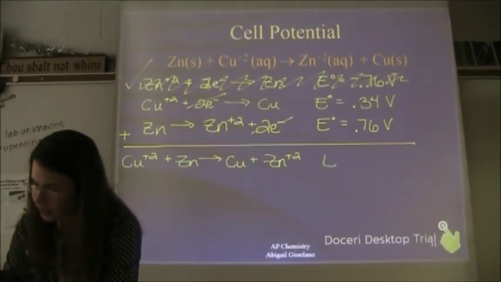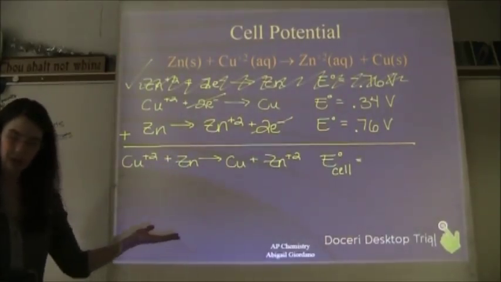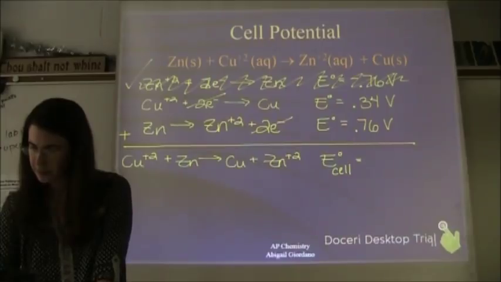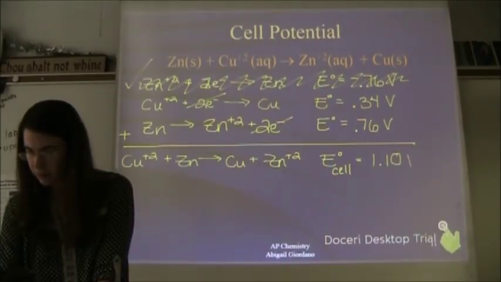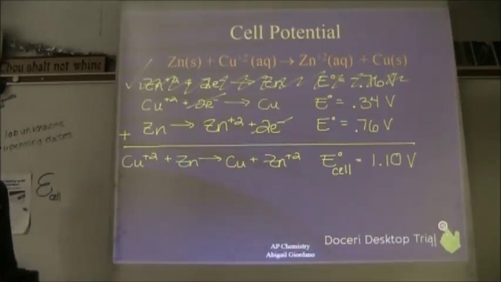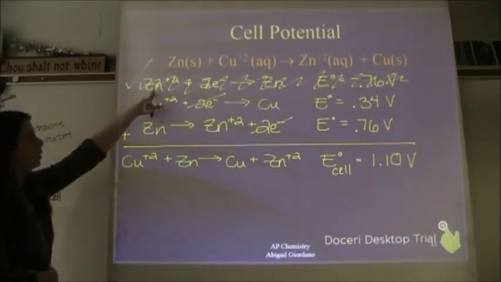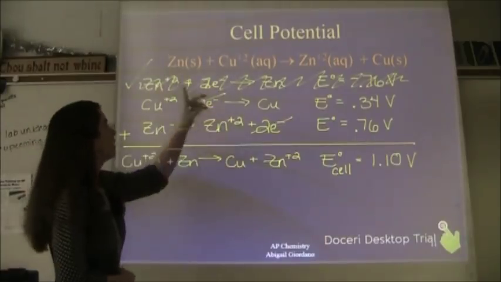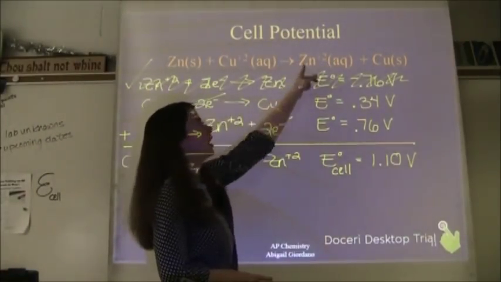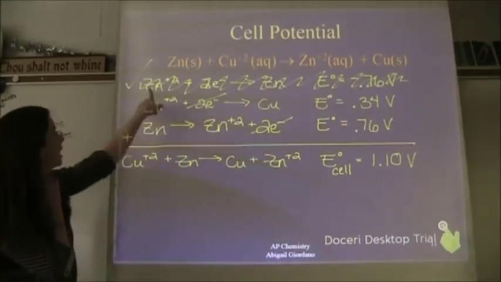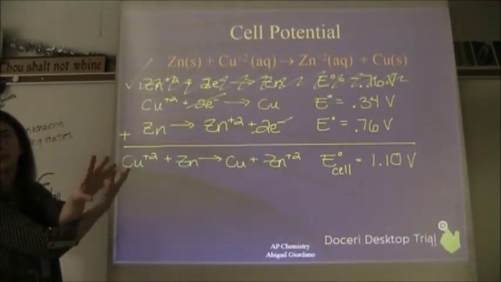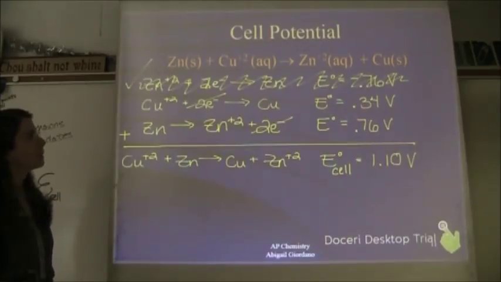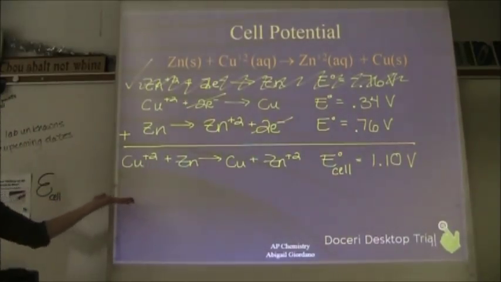All I have to do to get the total cell potential is really simple. All I do is add these numbers together. And that's it. So how did I know to flip this one? Because I could see in the overall reaction, for example, that the zinc ion was on the product side, and right now it wasn't, so I knew I had to flip it around. And that's all there is to it.